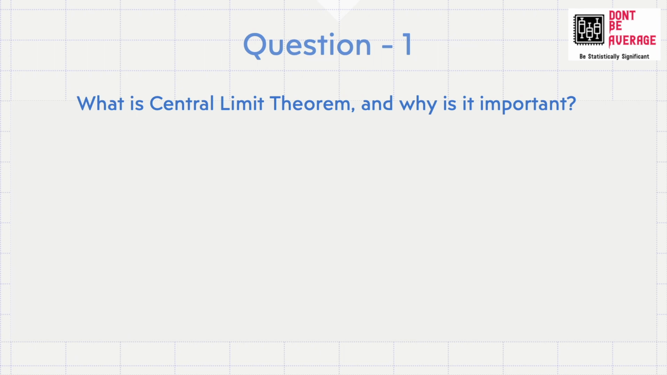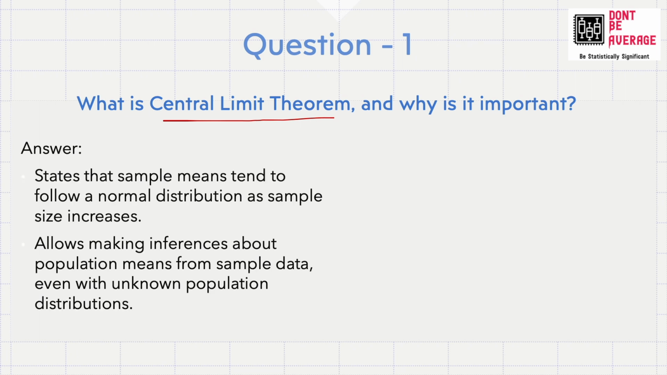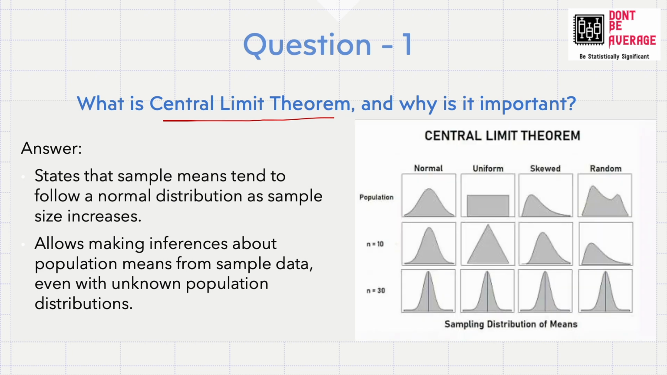Question number 1. What is central limit theorem and why is it important? Answer. Central limit theorem states that the sampling distribution of the sample means approaches a normal distribution as the sample size gets larger, regardless of the shape of the population distribution. So here you can see the population is normal here. Here it is uniform population distribution, then it is skewed positively, and this one is random.